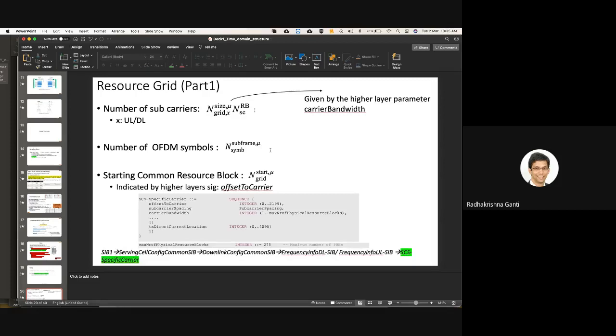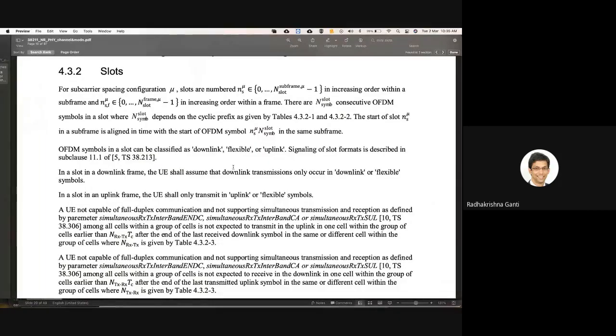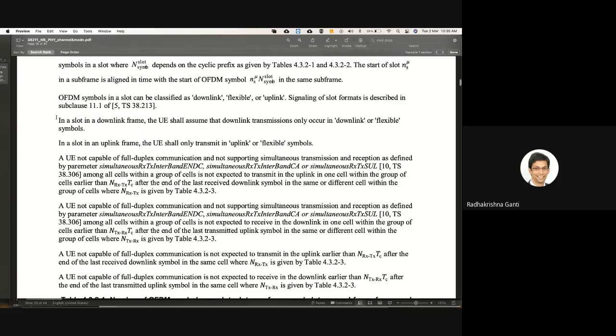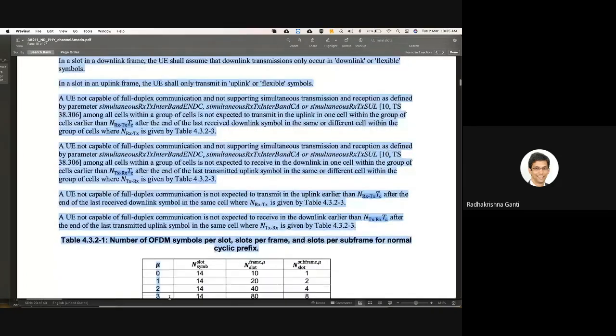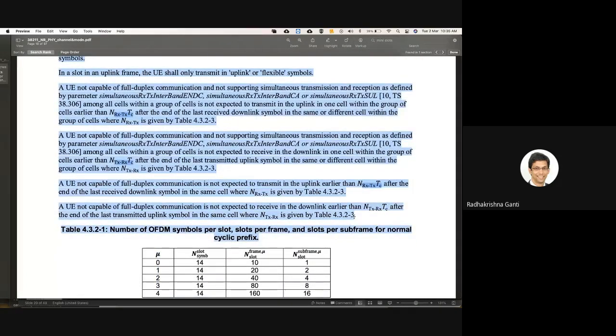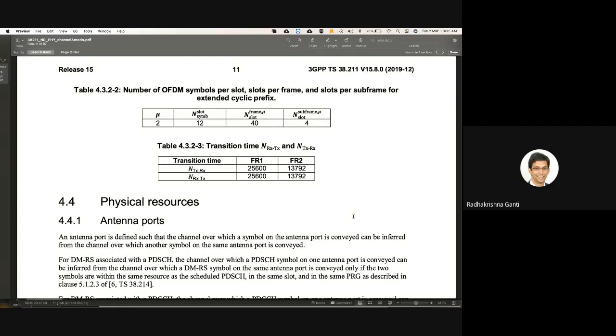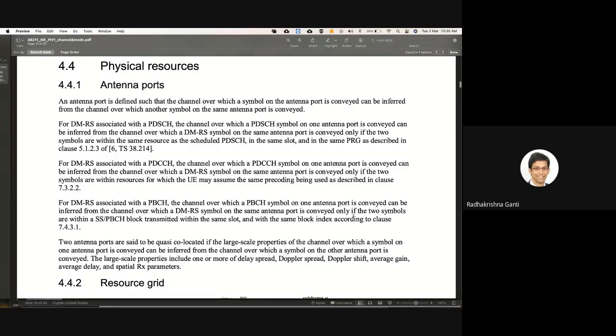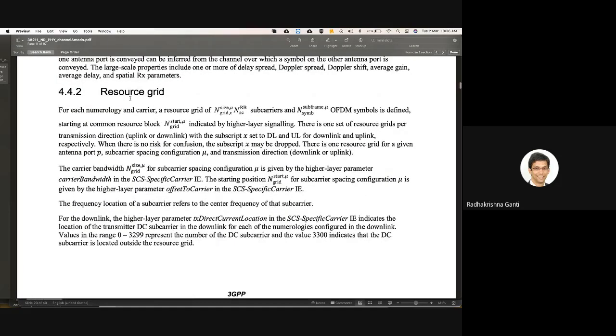Next comes the notion of a resource grid. Okay, so there's some more material here. This is mostly about something I'll teach when I do TED. Again, antenna ports also I'll teach in great detail when we do MIMO. For now, let's assume an antenna port is nothing but an antenna. Let's go to the resource grid.